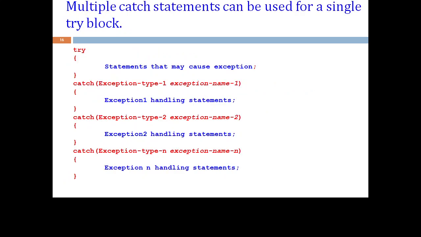So this is the multiple catch statement that can be used for a single try block. Now we saw the example for a single catch block. Now we will see the example of multiple catch blocks. A statement can cause multiple errors. By the syntax here, we can't understand, so we will go to the next page.